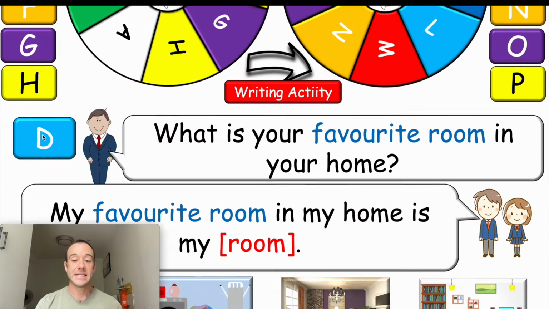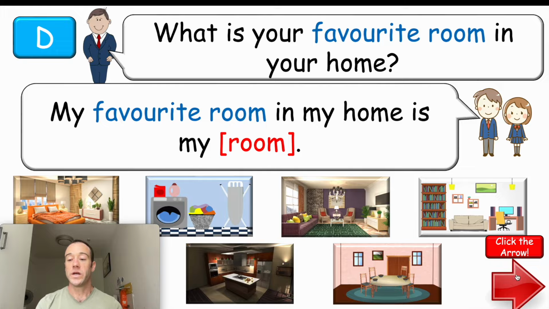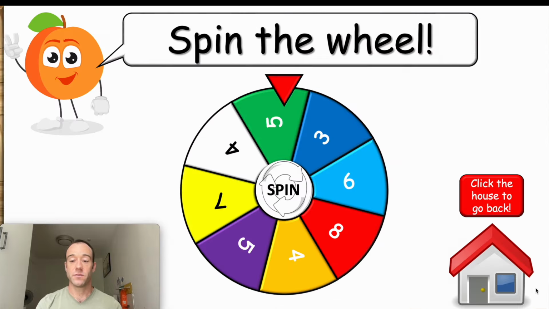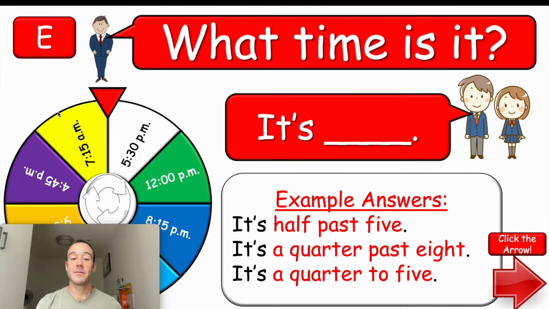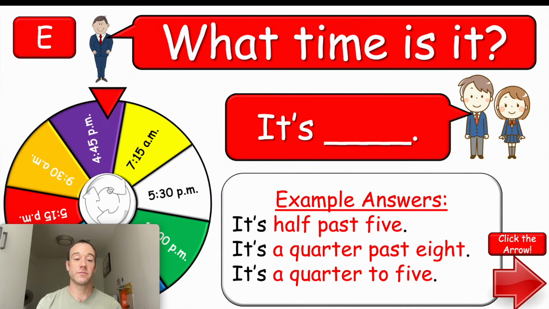Okay, D. Oh, we already did D. We did D before. I forgot. D was the example we did before. Okay, now E. What time is it? Okay, so they spin this wheel, and they would say the time. You can see there are examples here of how to say the different times.